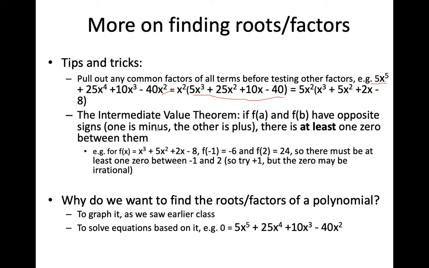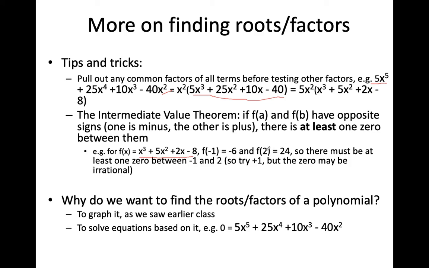And then the intermediate value theorem. In this intermediate value theorem, which I said we will discuss a little bit at the end, look at this. One factor candidate we checked is minus 1. If we put minus 1 into this question, the answer comes minus 6. Then if we put plus 2, the answer comes plus 24. See, this is minus 6, this is plus 24.